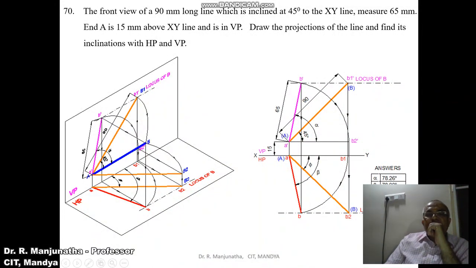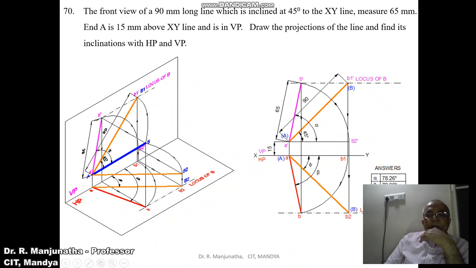We know that A is in VP, so B1 should also be on VP. So draw a vertical projector from B1 dash to the XY line and mark this point as B1. But B1 is not on VP; this B should lie on this end projector line, because we know the front view point of B, which is B dash, and the top view point of B should be on the same line. So with A as center, taking the radius of AB1, you draw an arc such that it cuts the end projector at this point. Mark this point as B and then join A to B with a dark line.